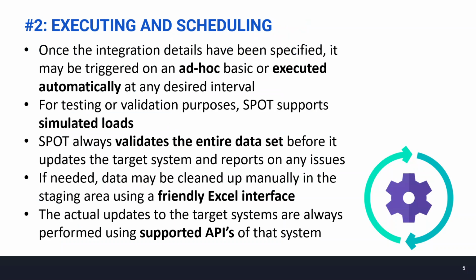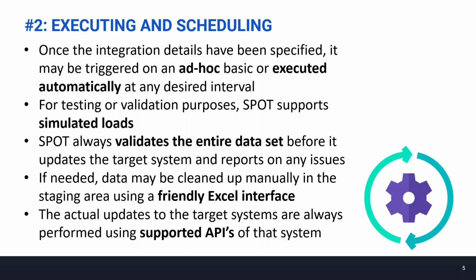In this example, we just set up all the details of our integration with that external issues file. Now we can trigger the integration on an ad hoc basis or have it get executed automatically at any desired interval. If you just wanted to test the integration, we could have just selected simulated load, which we saw in that last tab. When executing an integration, Spot always validates the entire dataset before updating the target system, reports on any issues, and if needed, data can be cleaned up manually in that staging area which we just saw. And one last thing to note is that the actual updates to the target system are always performed using supported APIs of that system. So let's just say if the target system was Jira, you would actually be using Jira's own APIs to make that update.